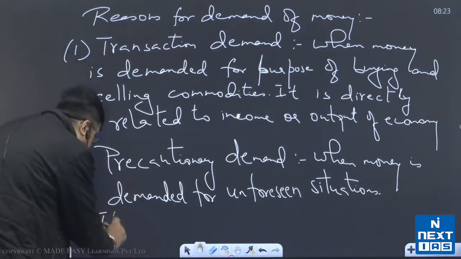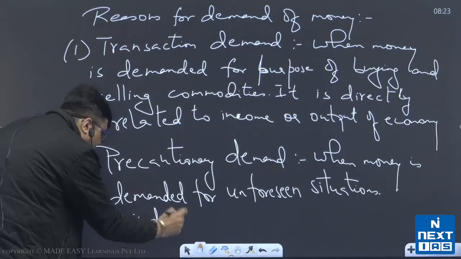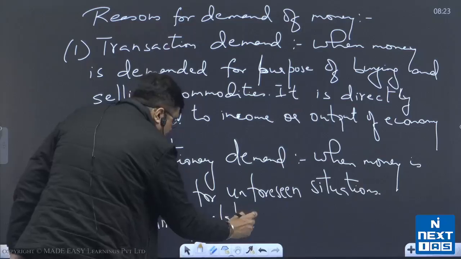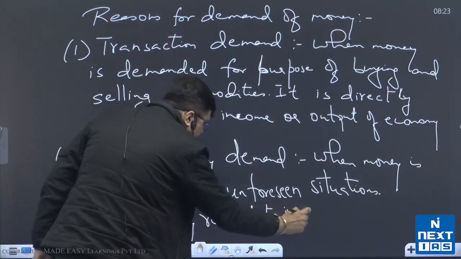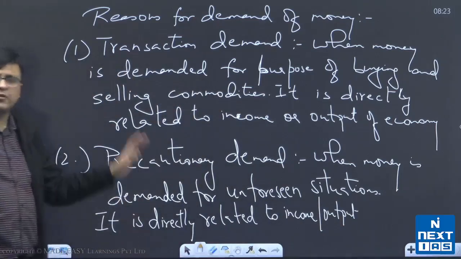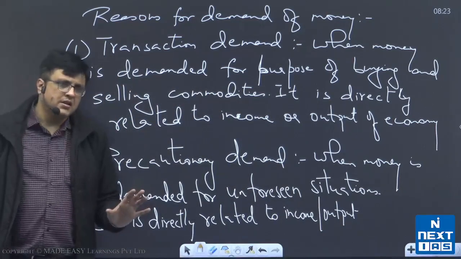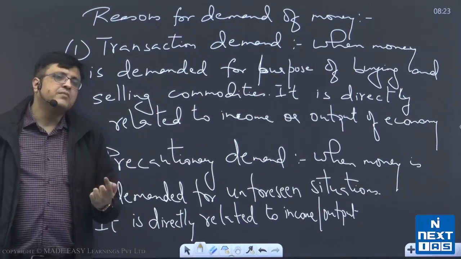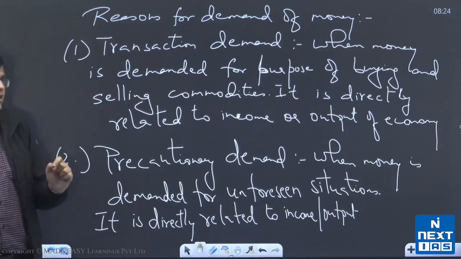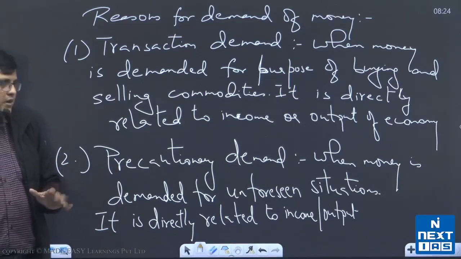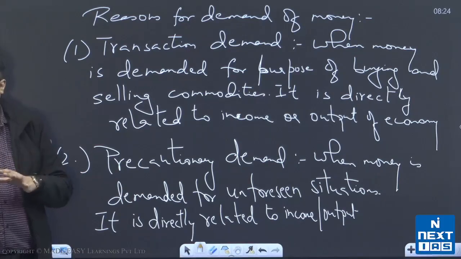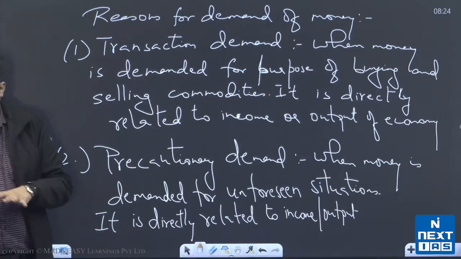Again, it is directly related to income or output. Keep these things with prelims in your mind. This is all from the prelims point of view that you should know these things. Now again, as an economy becomes rich, its precautionary demand for money will be high, and if the economy is relatively poor, its precautionary demand for money will be low.